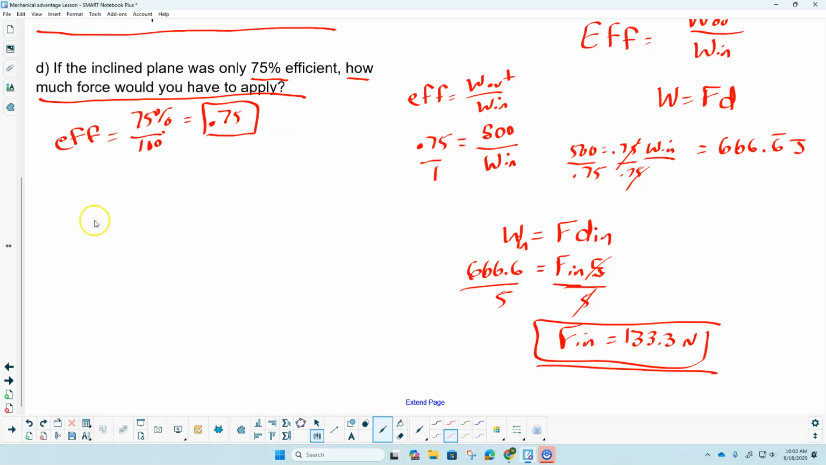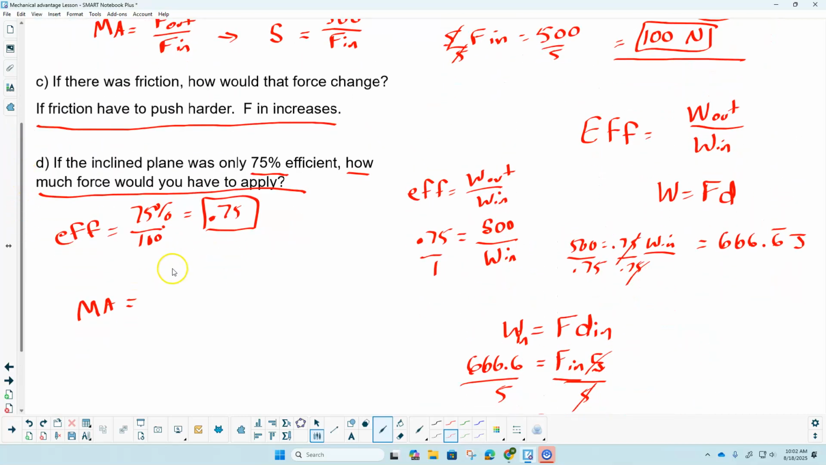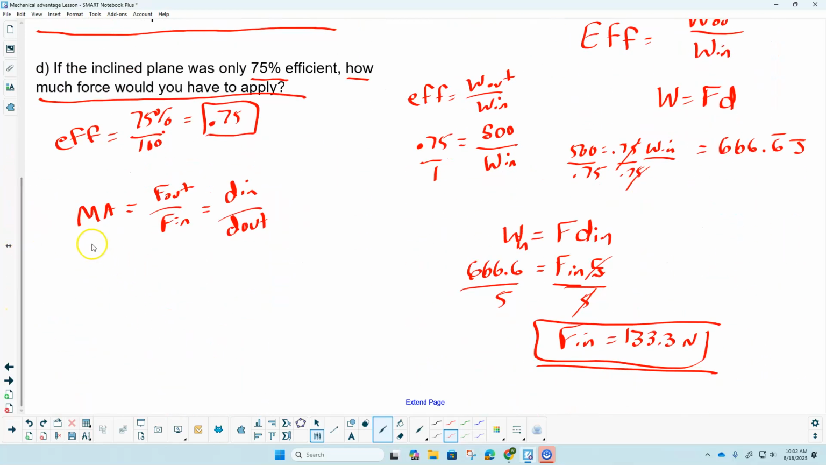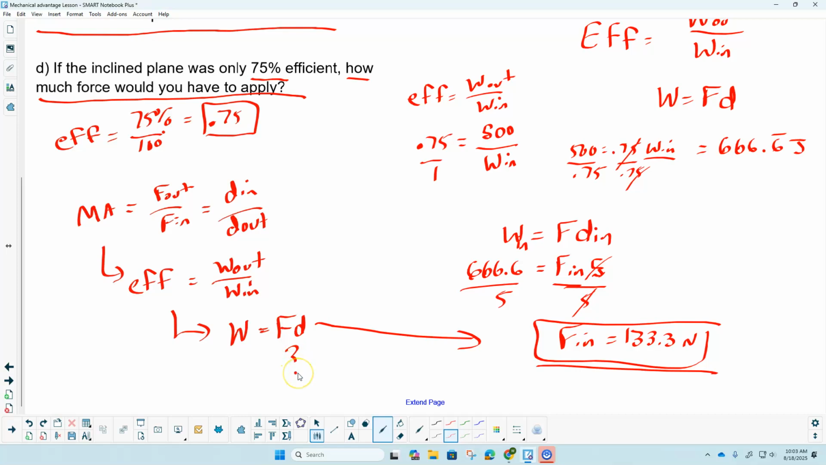Again, here are the steps. We use the mechanical advantage equation, with the force out over the force in, or the distance in divided by the distance out. Either one of those is mechanical advantage. It just depends on what you're starting with. Then we used our efficiency equation, which is just the work out compared to the work you put in. And then we used our work equals FD equation to get to whatever variable is missing. Usually it's going to ask how much you actually have to push if it's only this efficient.